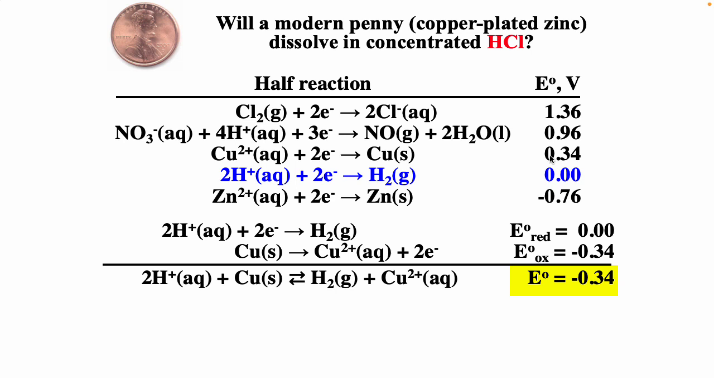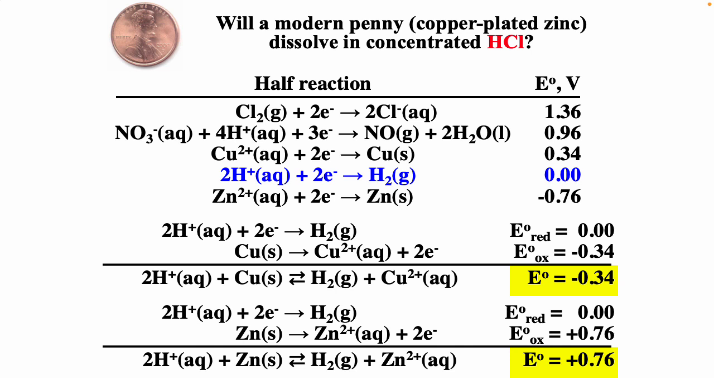Now it's kind of interesting, if we flip the zinc one, we see that HCl should react with zinc metal. That would give us a positive potential. And so what you could do is, if you had a copper-plated zinc penny, scratch away some of that copper on the edge and leave it in hydrochloric acid, what's going to happen is the zinc inside is going to be reacted with, and you'll be left with copper foil from the outside. And so HCl will react with zinc. It will not spontaneously react with copper.